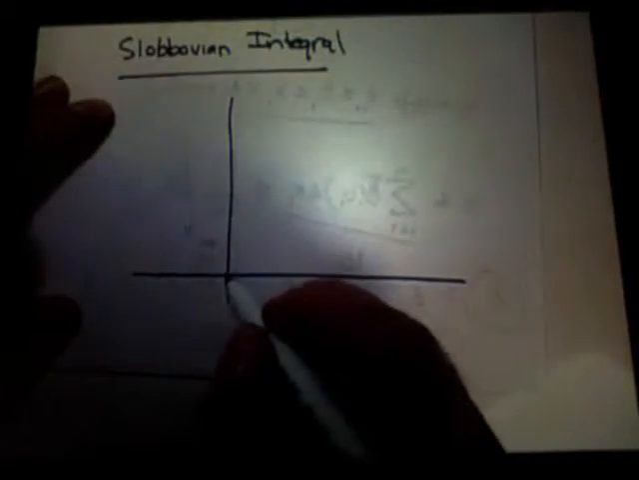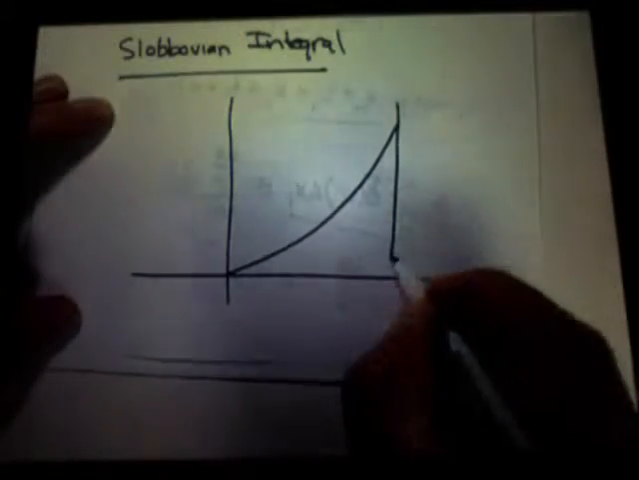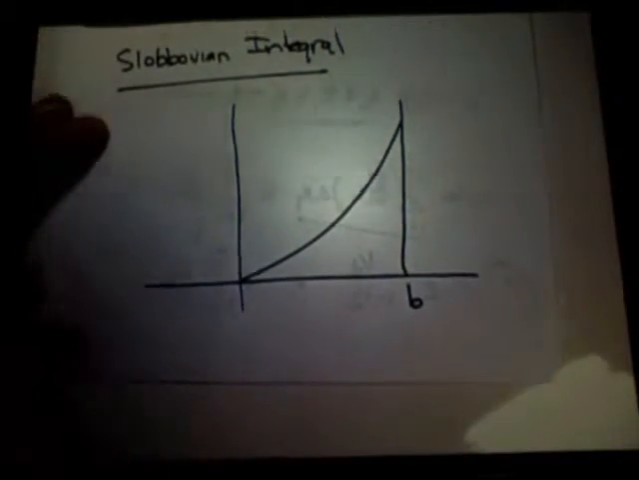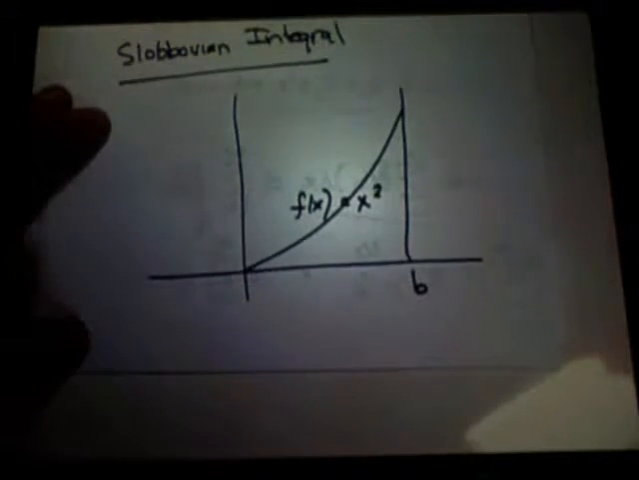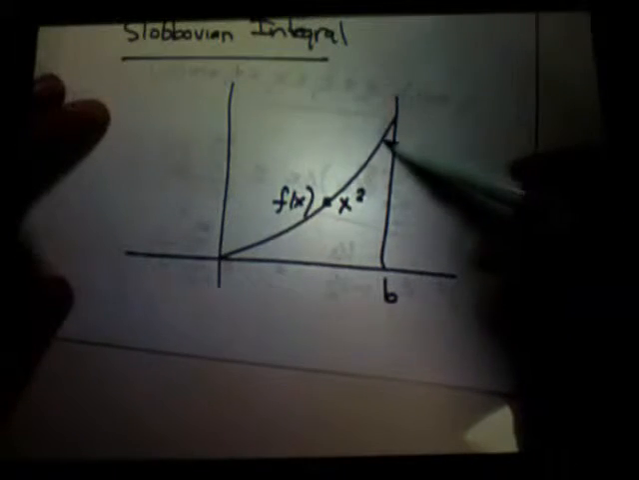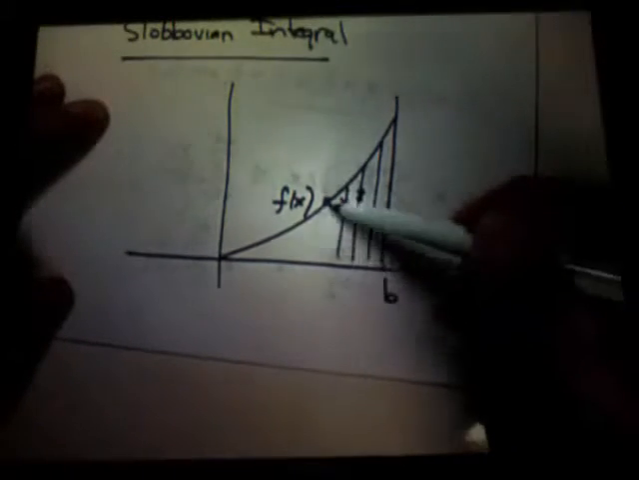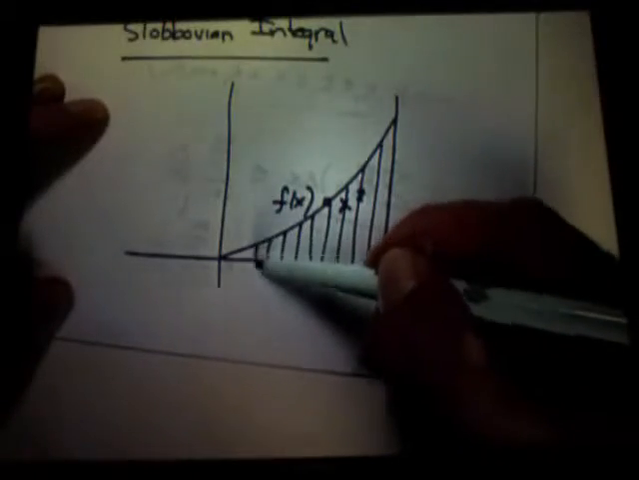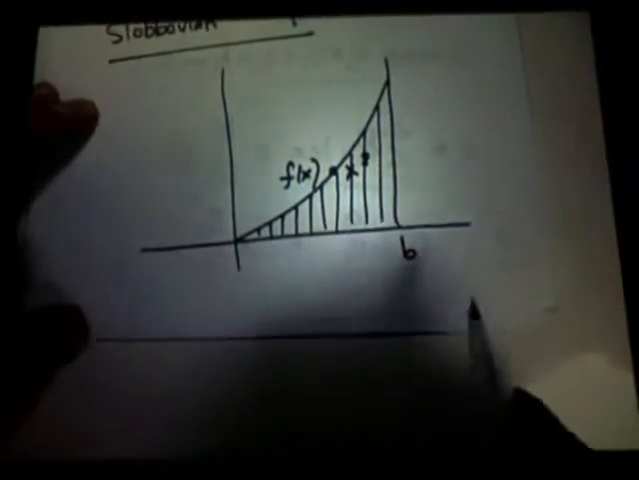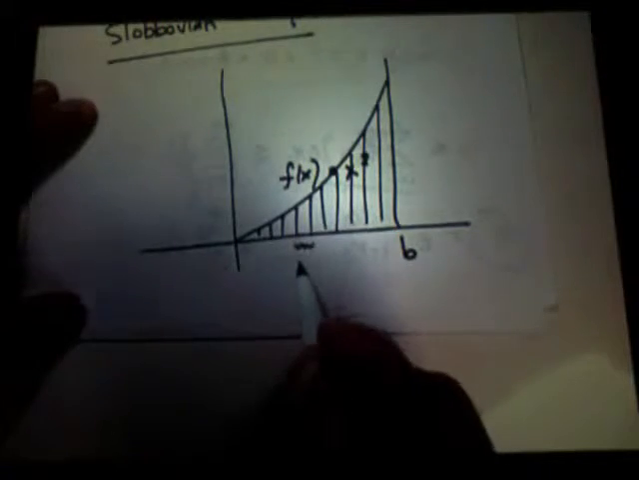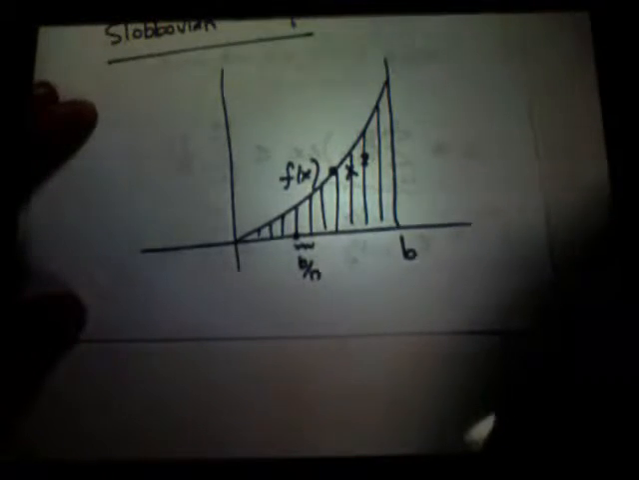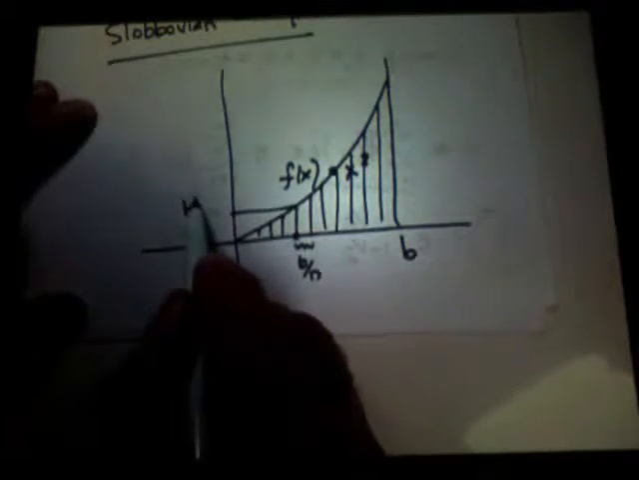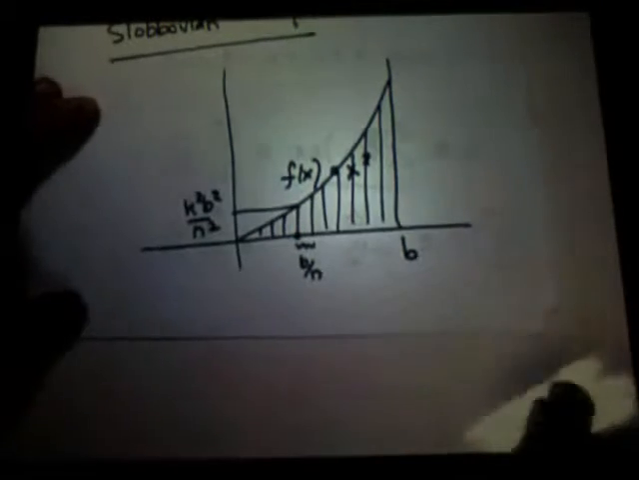Let's try to integrate from 0 to b. Let's try to integrate f of x equals x squared. I'll chop this up; you can then try this with a Slavovian definition. Chop this up into n pieces. So the width of any piece here would be b over n, right? And if I'm at a particular point, kb over n, then k squared b squared over n squared would be the height of the graph, right?